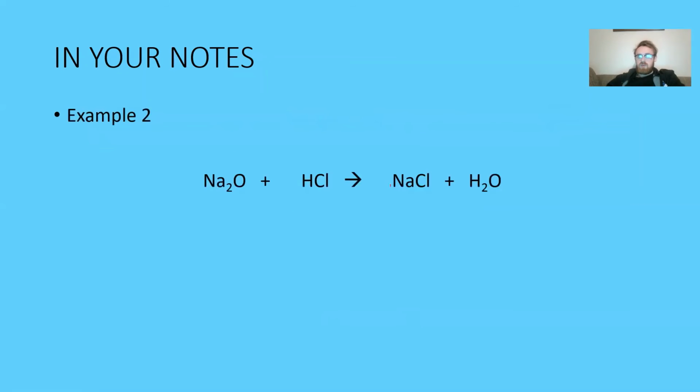Okay, so example 2. We have this equation. Sodium oxide plus hydrochloric acid gives sodium chloride plus H2O. We have 4 different types of atoms now, so let's create our atom list.